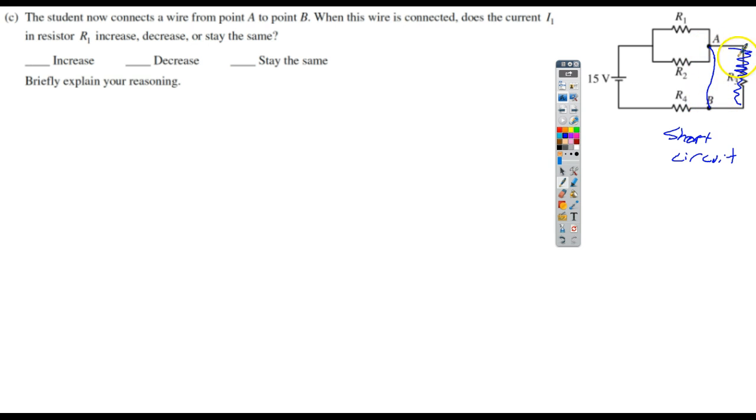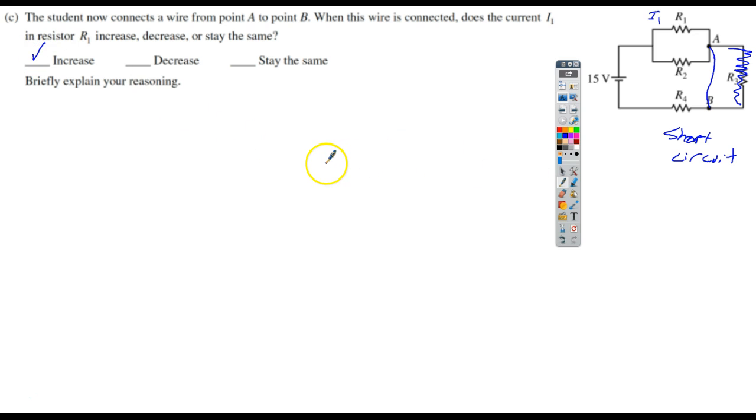When you run that wire, it will never get to this resistor because it always goes through the path of least resistance, which is definitely this wire. When the wire is connected, does the current I1, so we want to know what I1 current in resistor R1, increase, decrease, or stay the same? So if you think about this, it should get bigger. And why is that? Why should it increase?